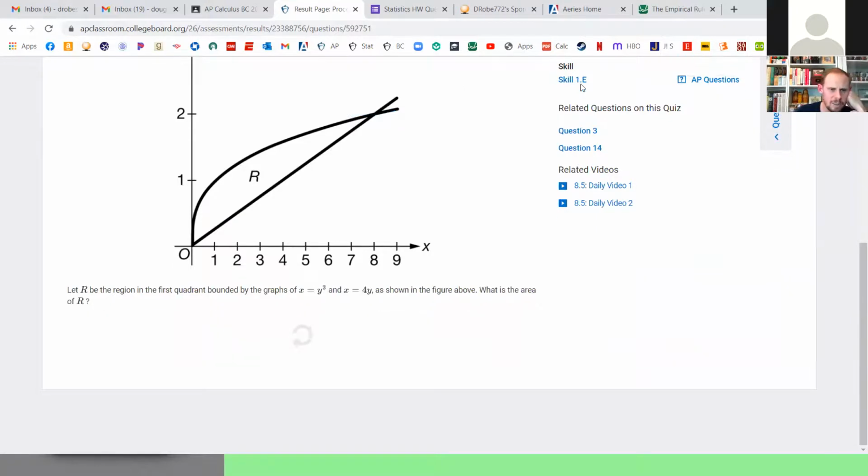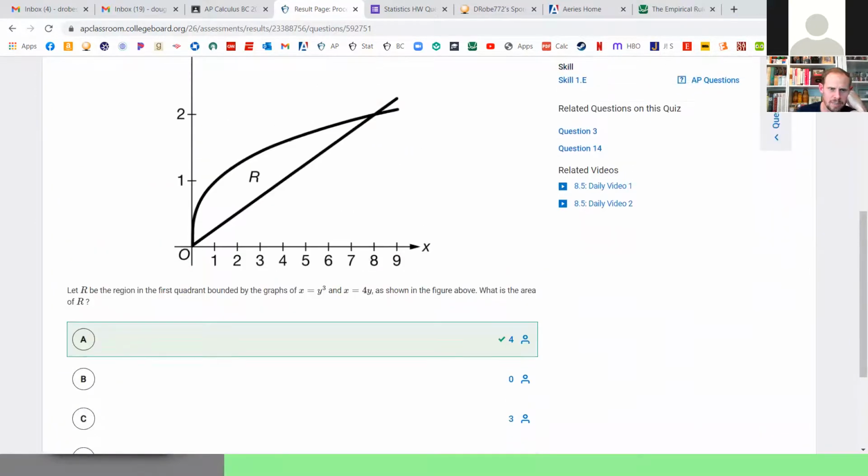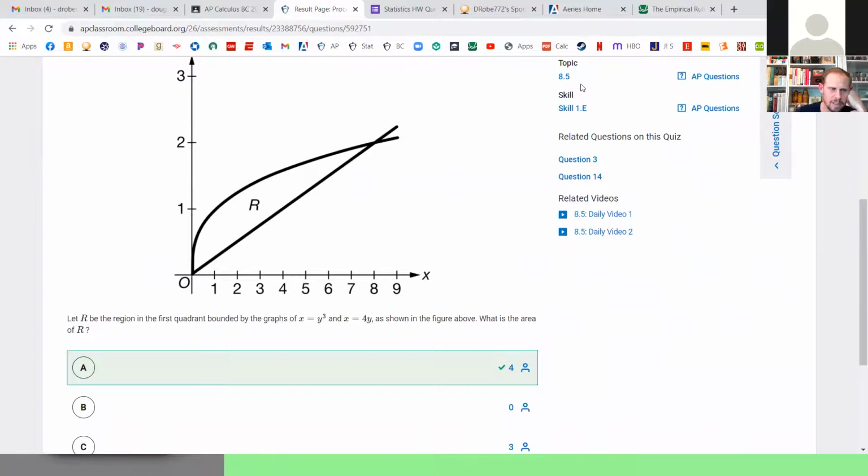All right, so let R be the region in the first quadrant bounded by the graphs of x equals y to the third. So that's the curve. So this is x equals y to the third. And x equals 4y. So that's the line. That's linear. As shown in the figure above, what is the area of R?